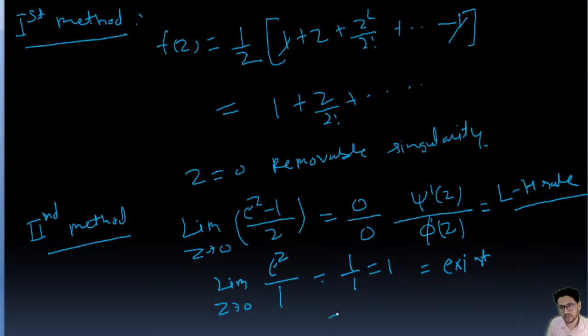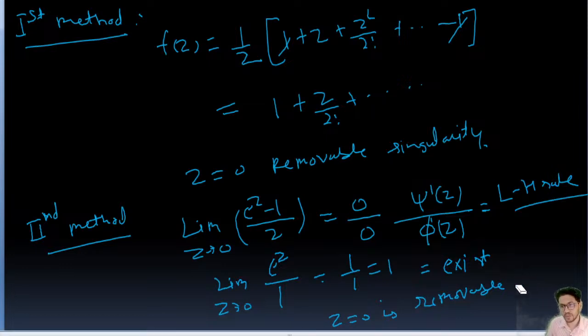That means z equal to 0 is a removable singularity. Removable singularity. Okay.